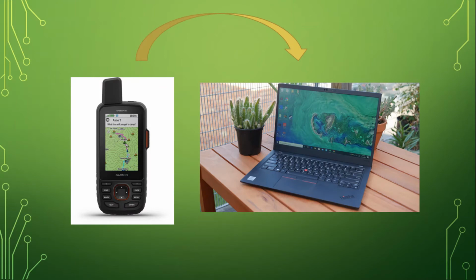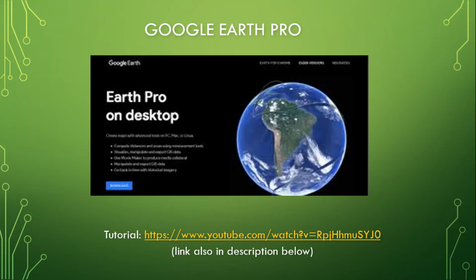Today's video will explain how to take the data, those tracks and waypoints, from your GPS and download them onto your computer using a few different software. One being Google Earth Pro, which Gulfcorp uses as a GIS, or Geographic Information System, to analyze the data collected. A link to a tutorial on Google Earth Pro is in the description below.